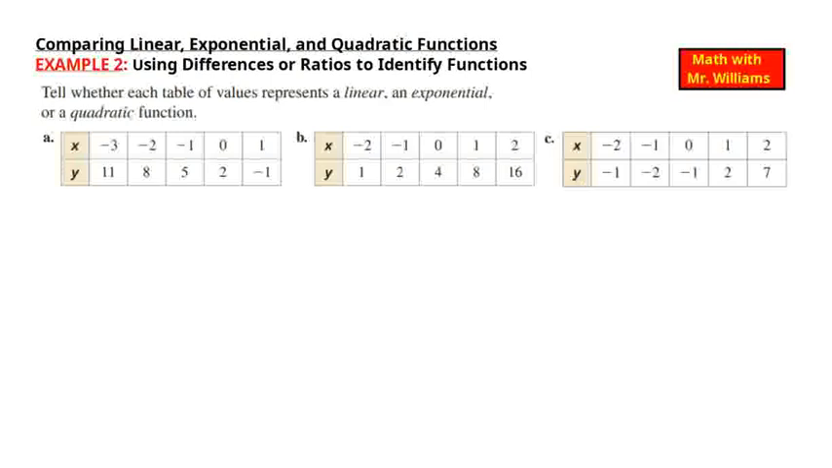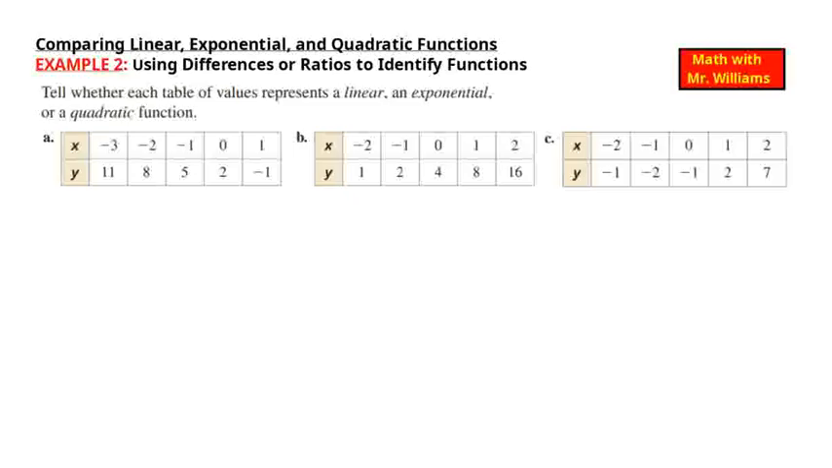Comparing linear, exponential, and quadratic functions. Math of Mr. Williams. Example 2. Using differences or ratios to identify functions. Tell whether each table of values represents a linear, an exponential, or a quadratic function. All right, let's take a look at the first one. We have x values and the y values.